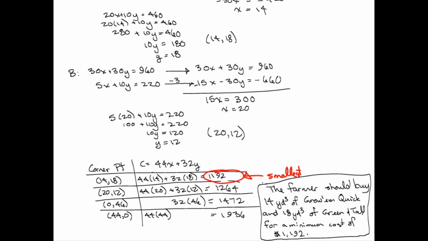You can see that if you just were to change the costs of your two types of fertilizer, your corner points would remain the same. But which of these gives you the minimum will change.